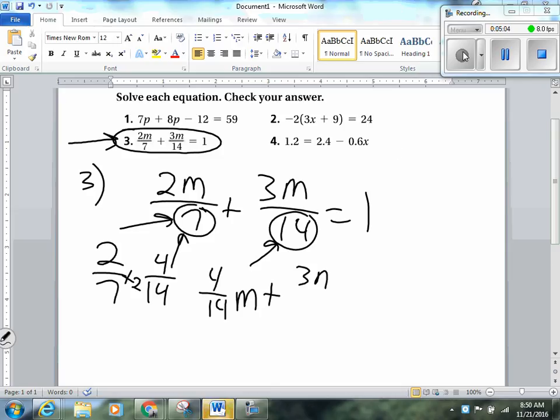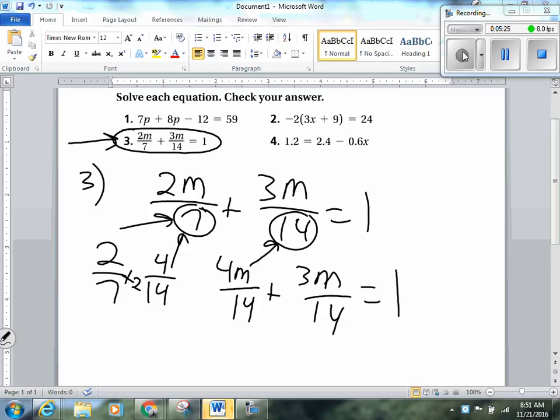So now I can take this number and rewrite it as 4 over 14m plus 3m over 14. Hold on one second. Let me fix this real quick. I should have had 4m over 14 plus 3m over 14 equals 1.